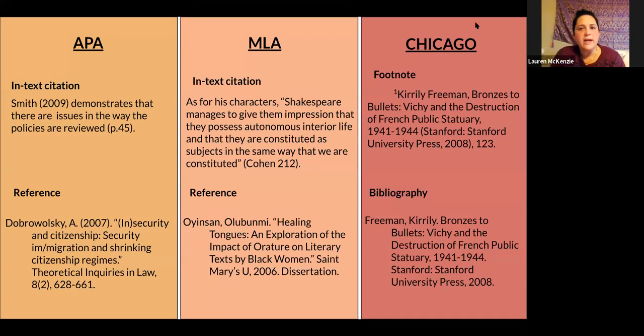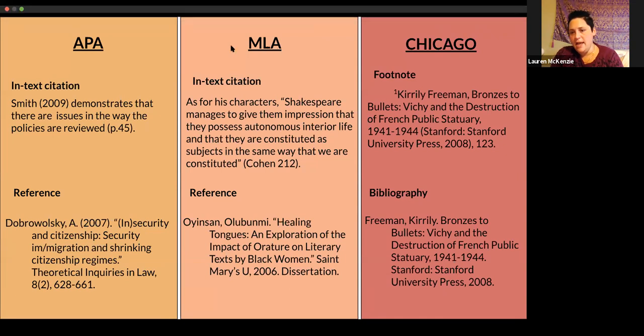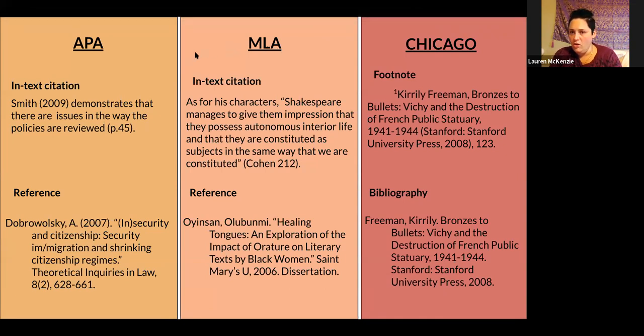So this is what an in-text citation looks like in APA, MLA, and Chicago. So showing that really you need the same information. It's just the format of the information that looks different when we use a different style, right?